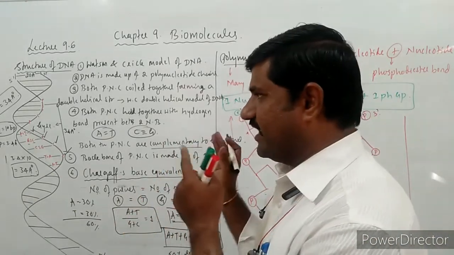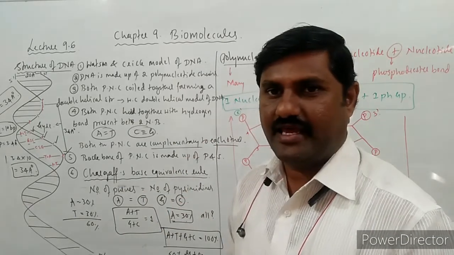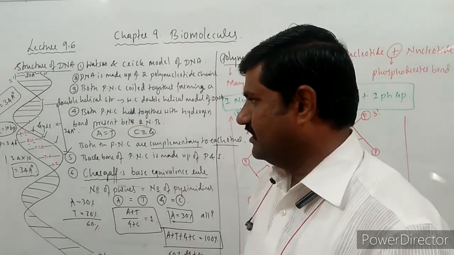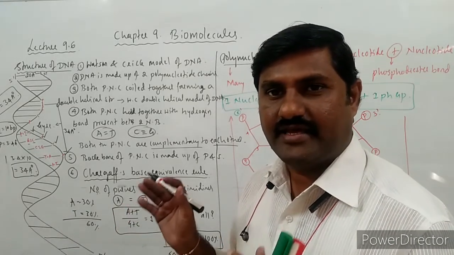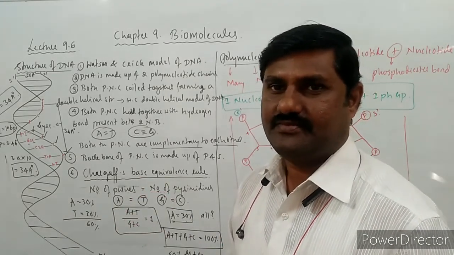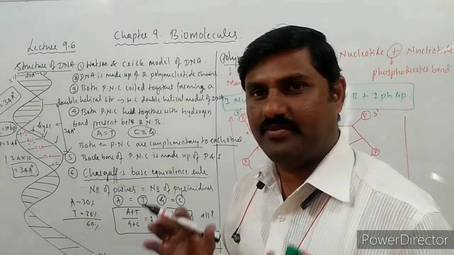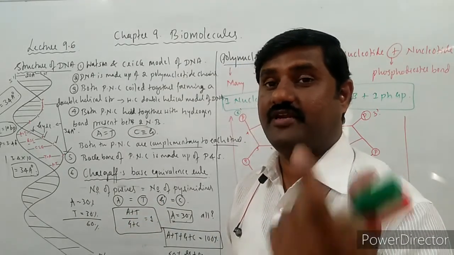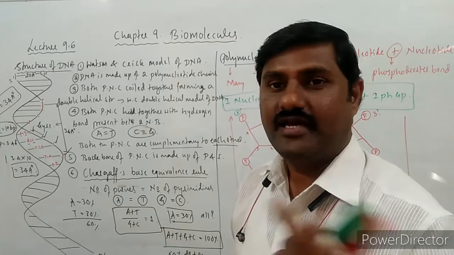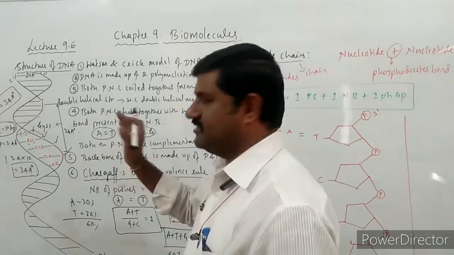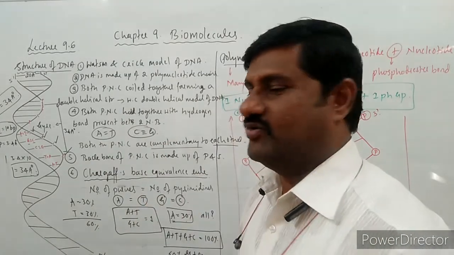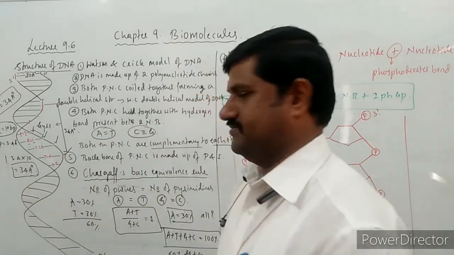But in a normal, right-handedly coiled DNA, one helix is equal to 34 angstrom units, and it consists of 10 base pairs. Sometimes 11 base pairs are also present in some other DNAs. Let it be, never bother about that one. This is the fact you must remember over here. And one more thing.